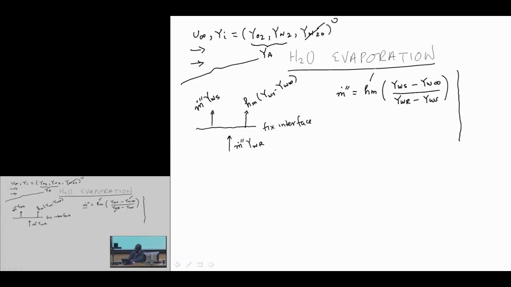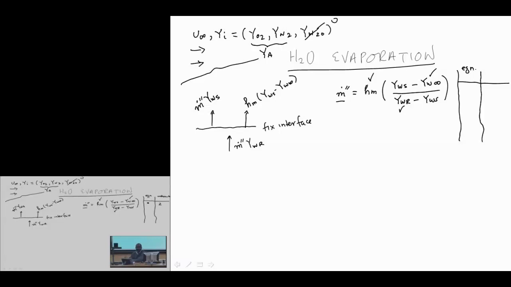So currently we have one equation. Let me make a table of sorts here. So we have one equation, and currently we have two unknowns. Okay.